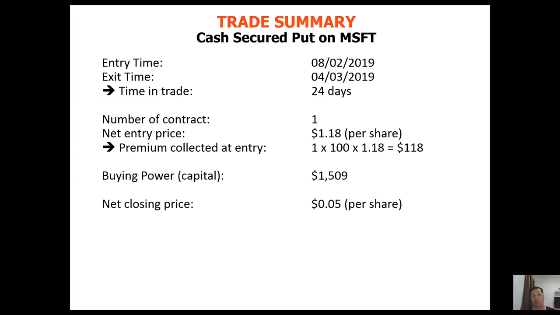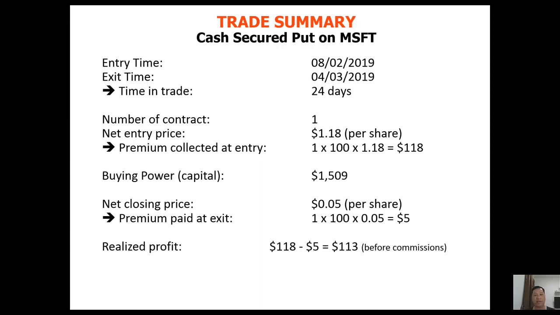We just closed the trade by buying the put option back at 5 cents per share. That means we pay back to the market a total of $5 as the remaining premium. That means we already realized a total of $113 profit before commission. So if you do the return on investment, the realized profit, which is $113, divided by the capital, which is the buying power blocked in the trade for 24 days, that translates into about 7.4%. Now 7.4% over 24 days is pretty good.